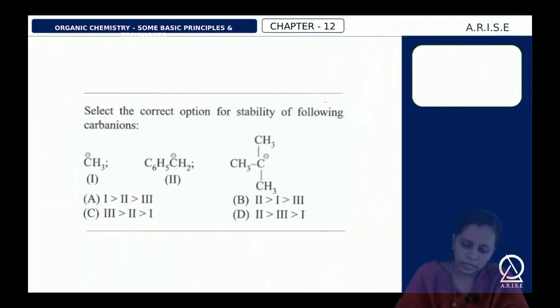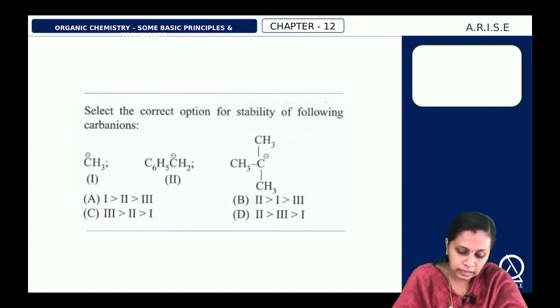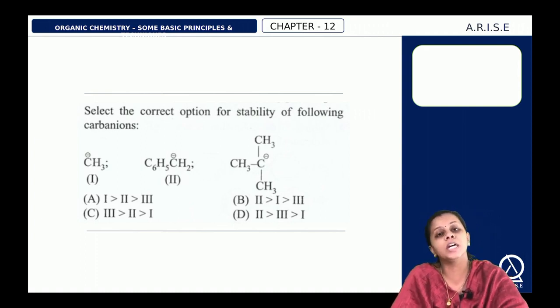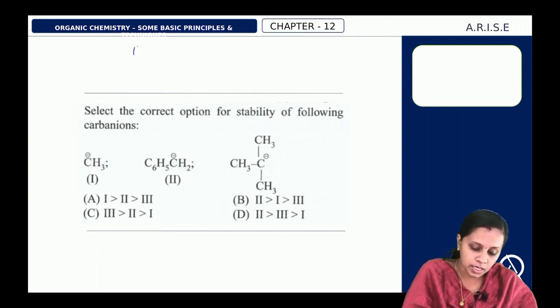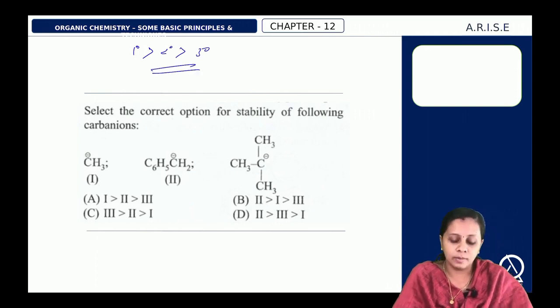Now, moving on to the next question. Select the correct option for the stability of carbanions. What is a carbanion? Carbon with a negative charge. Species are known as carbanions. So, let us consider its stability order. We have already discussed the stability order of carbanions, that is primary greater than secondary greater than tertiary. This is the stability order.